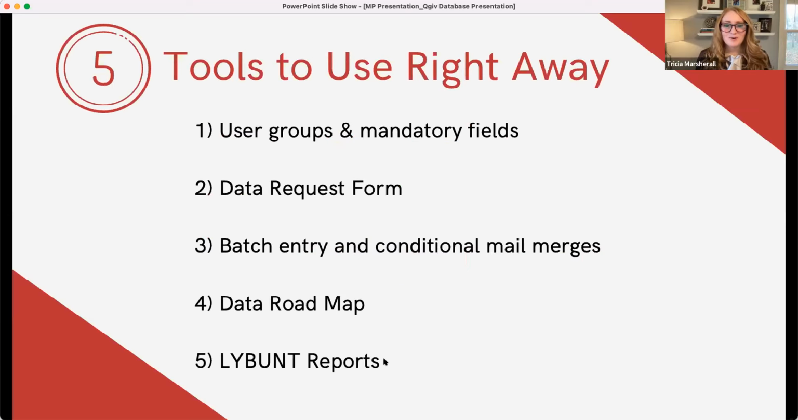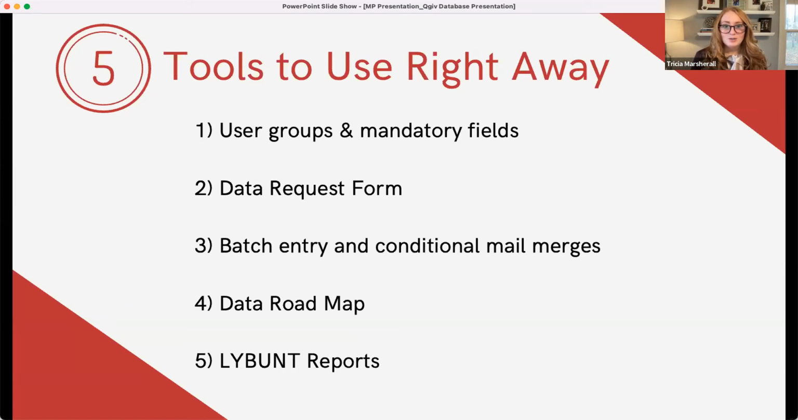Yep. So I am going to close with the tools to use right away. We've talked, and I think we really touched on it during the speed round, the user groups and mandatory fields. User groups is you can usually define a group within the database. So you can create a marketing group, so everybody that belongs to the marketing group has specific permissions within your database. You can create a volunteer group, so perhaps they don't have the ability to go in and see giving histories for your donors. It may not be appropriate for them to have that information. So number one, take a look at your user groups and mandatory fields within your system.